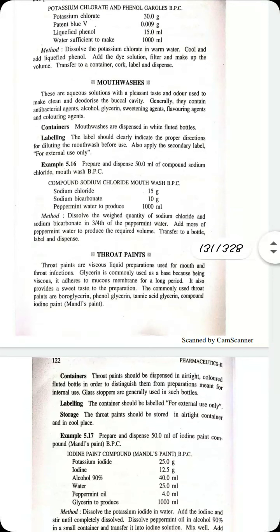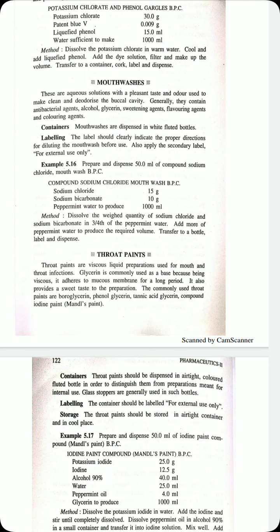Then the next one is mouthwash. These are aqueous solutions with pleasant taste and odor, used to clean and deodorize the buccal cavity. Generally, they contain an antibacterial agent, alcohol, glycerin, sweetening agent, flavoring agent and coloring agent.